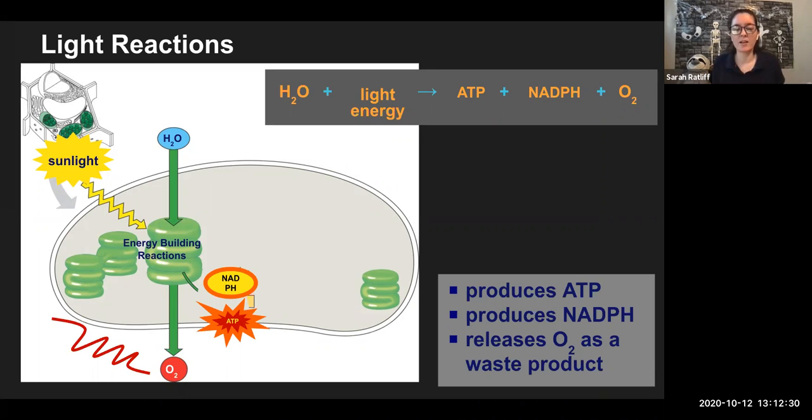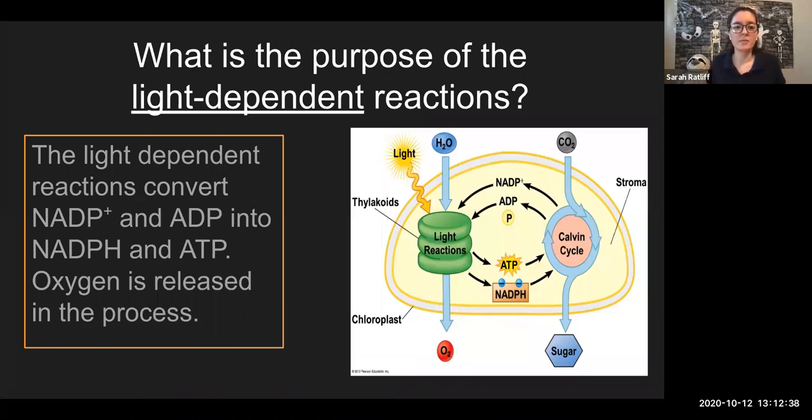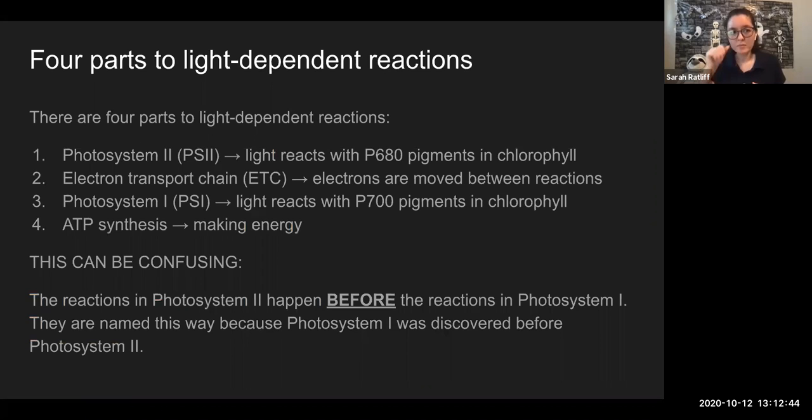So it's getting rid of that oxygen. It doesn't want oxygen. Plants produce oxygen as a waste. So what's the purpose? We just talked about it. We're making ATP, NADPH, and we're getting rid of oxygen. So there are 4 parts, 4 steps.